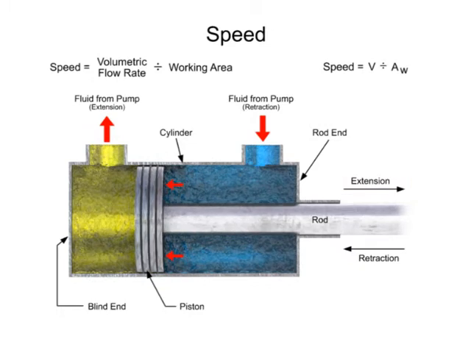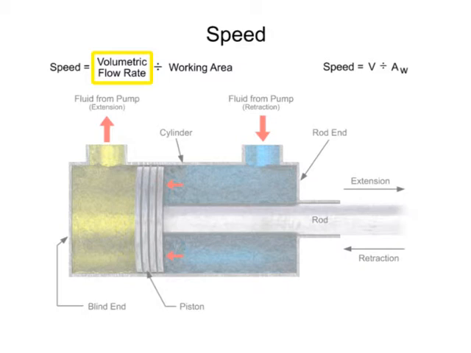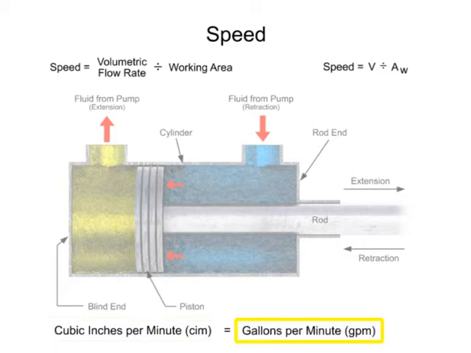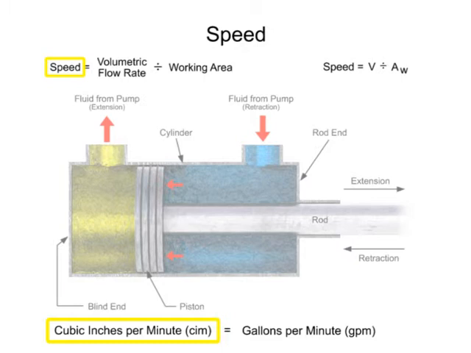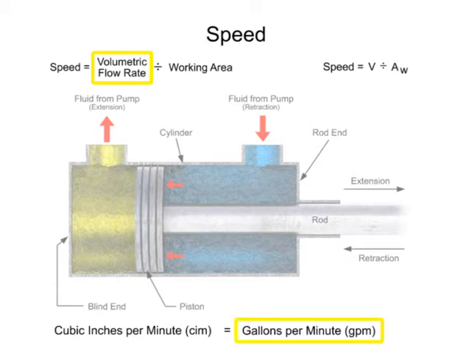The rate at which a particular volume of fluid moves through a system is called the volumetric flow rate. The volumetric flow rate is commonly expressed in either cubic inches per minute or gallons per minute. In order to calculate speed in inches per minute, we need the volumetric flow rate expressed as cubic inches per minute. To convert from gallons per minute to cubic inches per minute, multiply the volumetric flow rate in gallons per minute by 231.